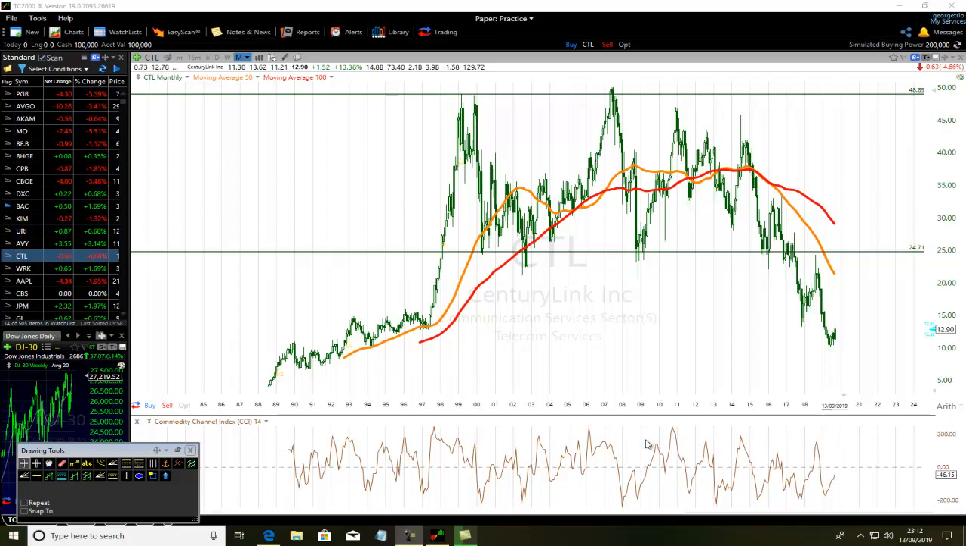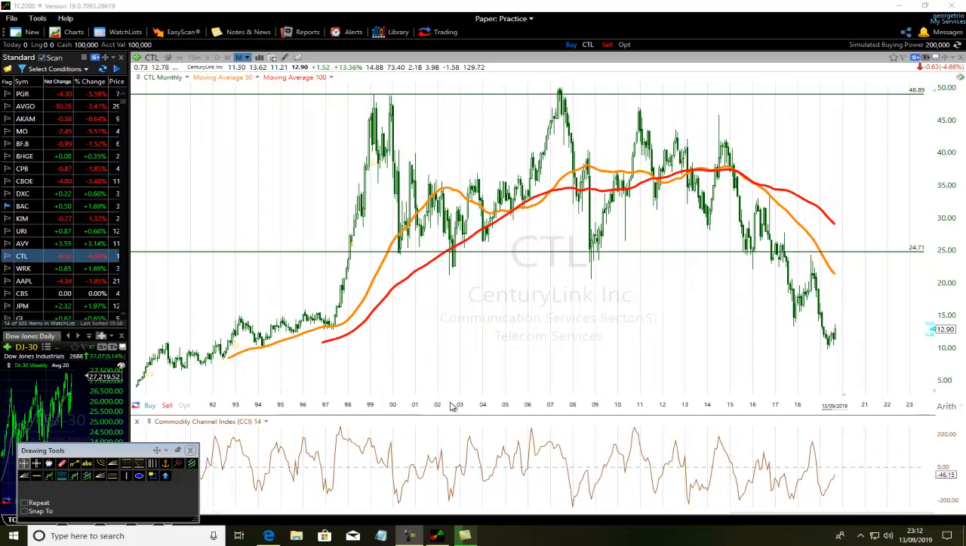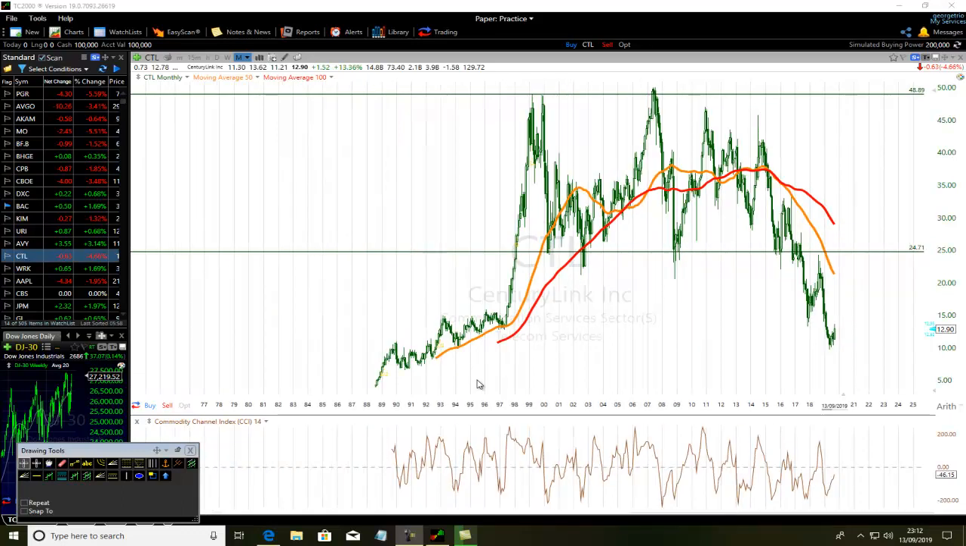So the financial instrument that we are looking at today is CenturyLink Incorporated, ticker CTL, belonging to the communication services sector. You can see on this chart that the price was consolidating between a level of $48.89 and $24.71. That's it. With that, we can do all kinds of things, and you'll be amazed very soon.